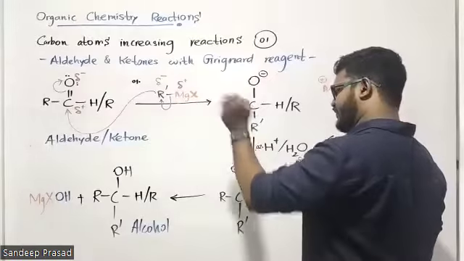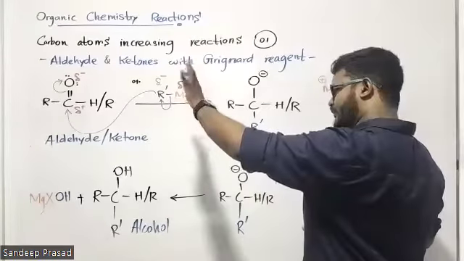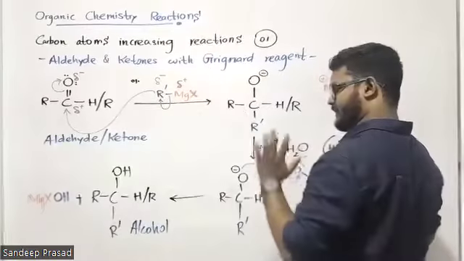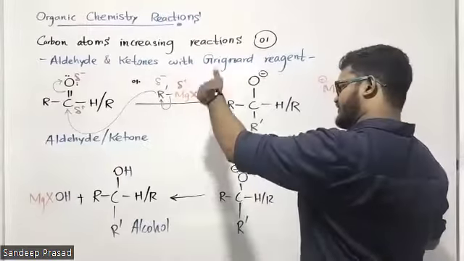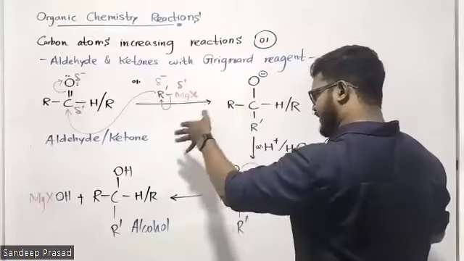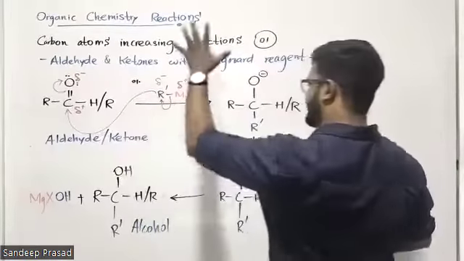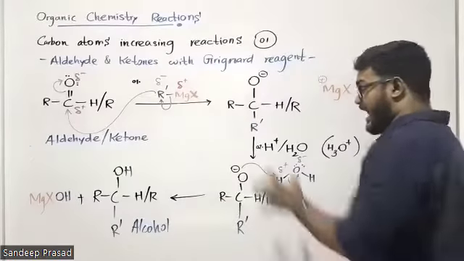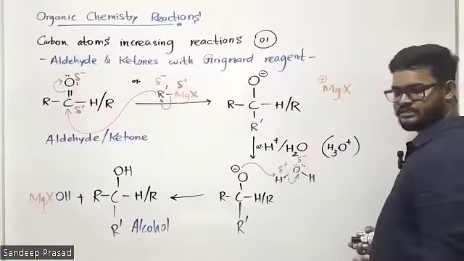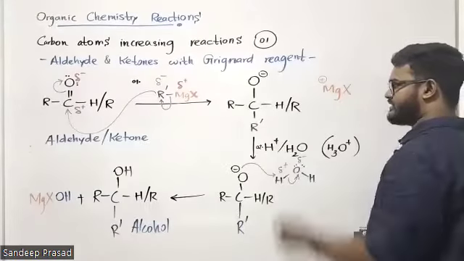We have an aldehyde or ketone. We are adding Grignard reagent. In the aldehyde or ketone, the carbonyl group is polarized. Oxygen is delta minus, carbon is delta plus. The R group is negatively charged, MgX is positively charged. The bond is breaking. R is taking electrons, and that R is taken by the carbon atom in the aldehyde or ketone. And we have an intermediate like this. Can you understand? We have an intermediate like this.